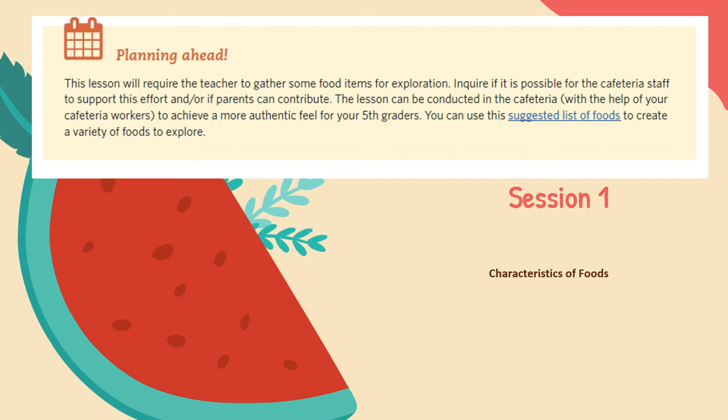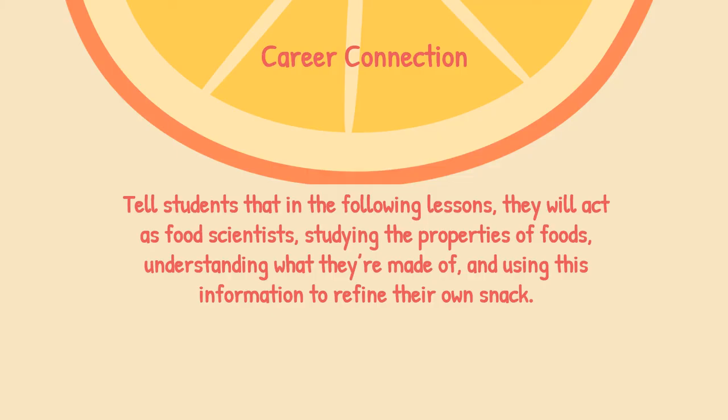for our first graders. So here's a career connection that's going to be important to highlight for students. We want to show them that the work that they're doing in class is actually very similar to the work that's done in the real world by really cool STEM and other professionals. So we can tell students that in the following lessons, they're actually going to act as food scientists. They're going to study the properties of foods, understand what they're made of, and use this information to refine their own snack.